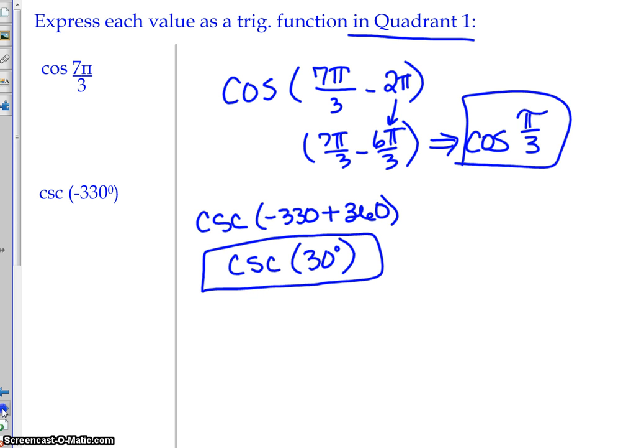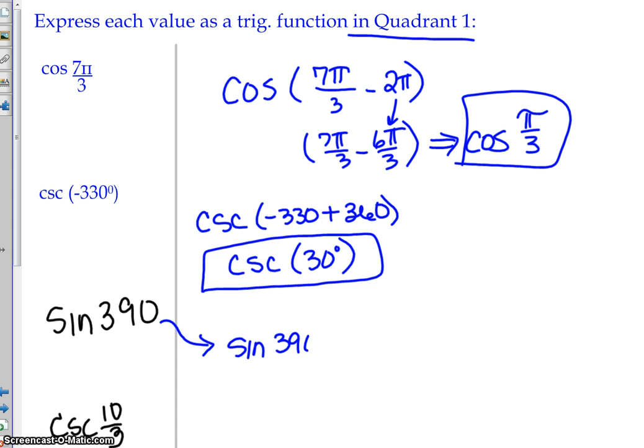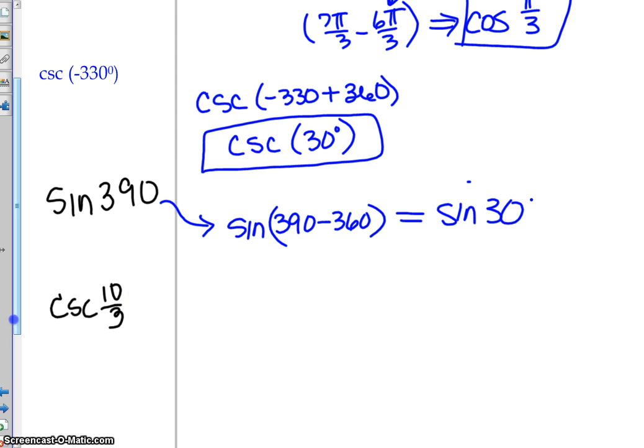I need to get another problem here. So now I'm looking at the sine here of 390. Well, again, in this case, I'm going to just take away a rotation, 390 minus 360. So again, I just happen to be in my first quadrant there. Then the cosecant of 10/3 pi.